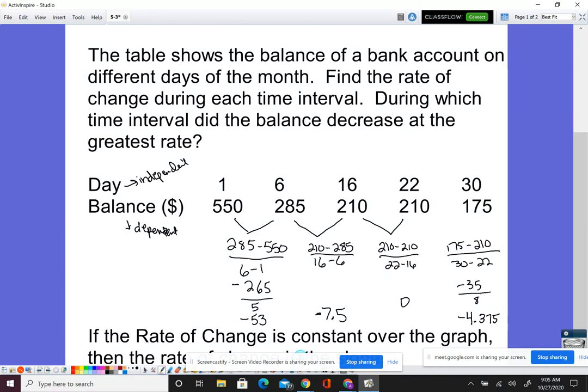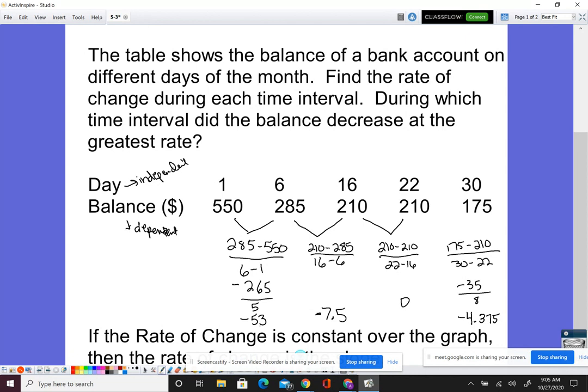So we now have our rates of change between the 5 different points. Because there's 5 points, we're going to have 4 different rates of change. You can see that those rates of change are not consistent. So it's not a linear graph. It's just going to be kind of an up and a down. It's a broken line graph is what we refer to that as.